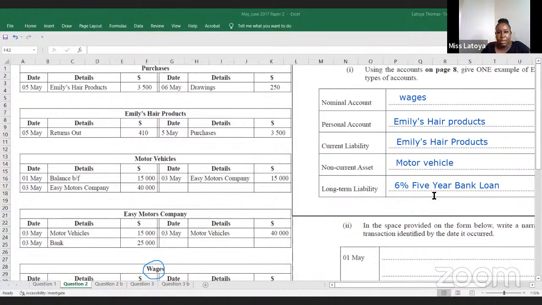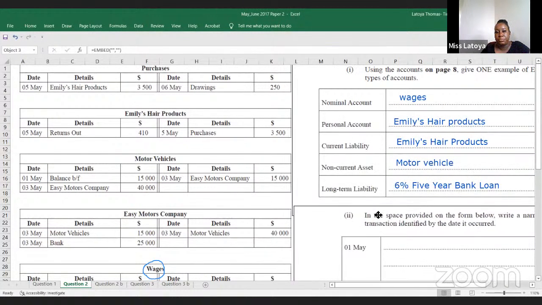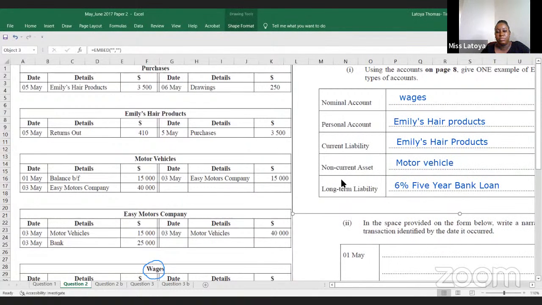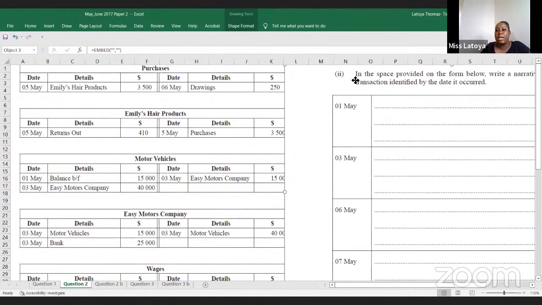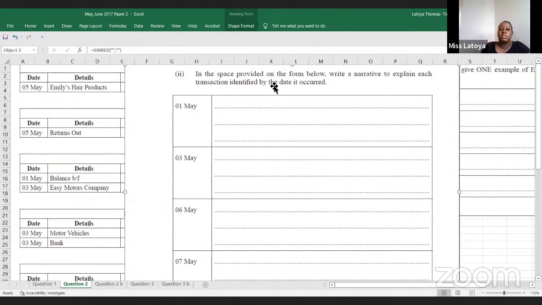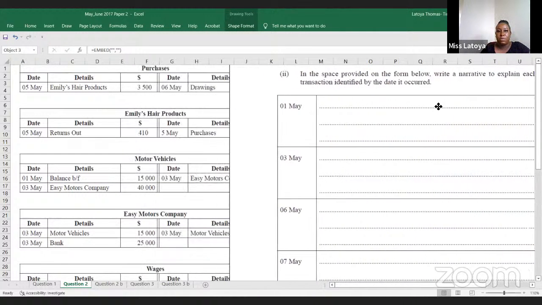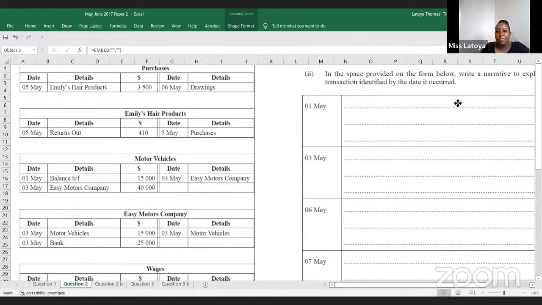account. Now we're going on to the second part of this question. Part 2 of this question is asking us, here's what they're saying. In the space provided on the form below, write a narrative to explain each transaction identified by the date it occurred. Okay, so the first date we have is the first.